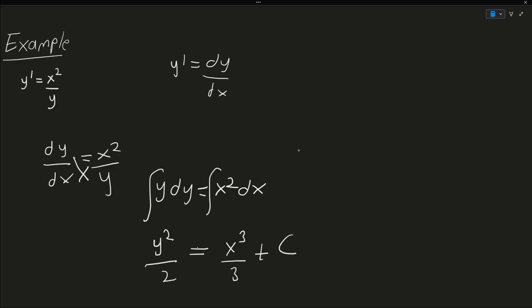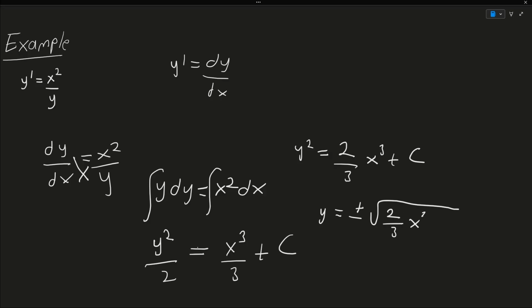So you're going to multiply both sides by 2, and you get y squared equals 2 over 3 x cubed plus c. Well, you would have 2c, but 2c is still a constant, so it's still a c. Then you can take the square root of both sides, and you get y equals plus or minus the square root of 2 over 3 x cubed plus c. The plus or minus is very important. Please don't forget it, as it can matter in some problems and dramatically change your answer.